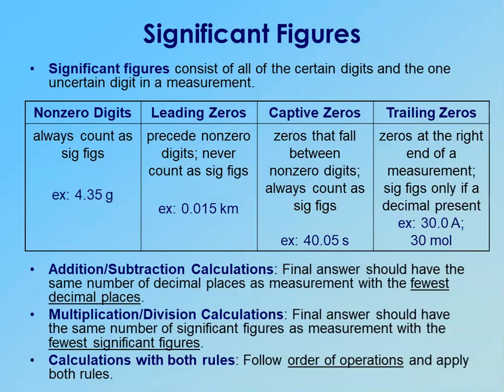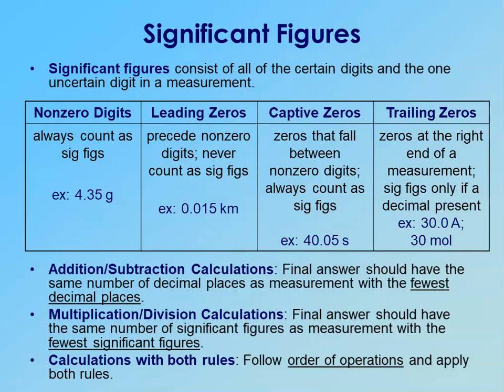And then finally, we have trailing zeros. Those are the zeros that are found at the very end of a measurement. That measurement may have a decimal and may not. They will come after your last non-zero digit in your measurement. If there is a decimal reported for that particular measurement, and there are trailing zeros in that measurement, those trailing zeros will count as significant figures.